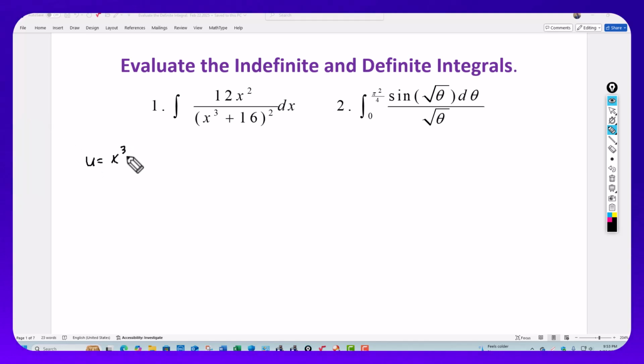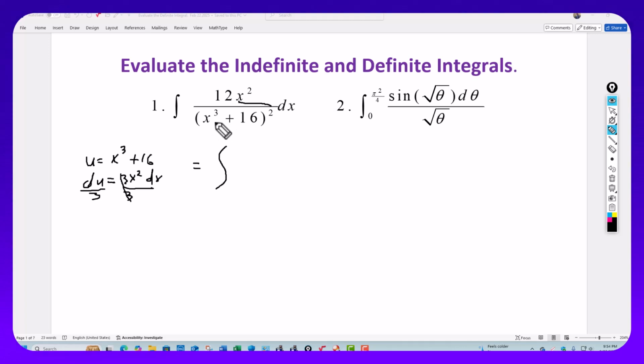So I'm going to let u equal x to the third plus 16. Take derivatives, with respect to u on the left, and du with respect to x on the right. So I get a 3x squared. The derivative of the constant 16 is 0. This gives me the dx. I divide through by 3 here. This cancels out, and that tells me that the x squared dx can be replaced by du over 3.